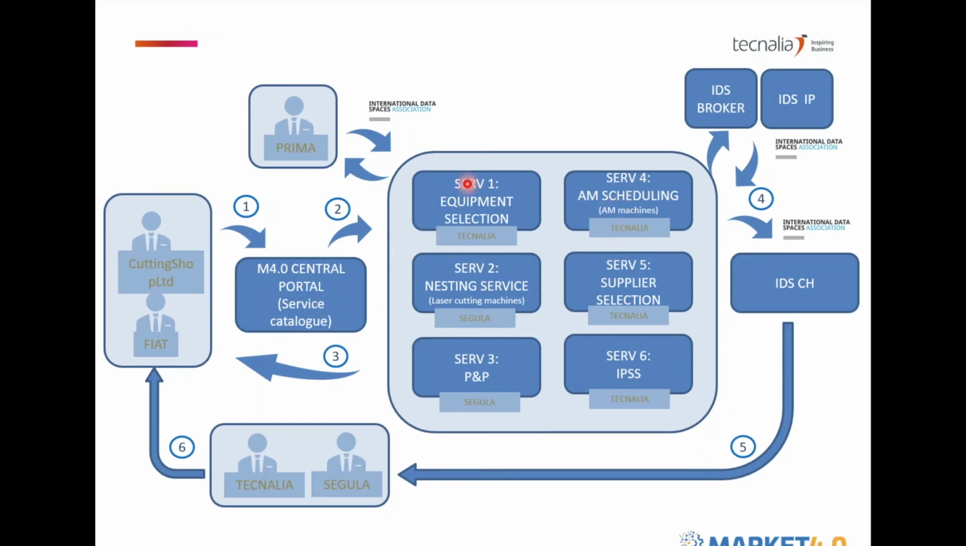So, depending on the type of machine that you require, the type of manufacturing process the customer has, he will request one service or another. He can request several services, of course. The idea is that he will do a first browse in the Market 4.0, and then he will jump into the services. The services will exchange information with the equipment providers in order to find the most suitable service for the customer needs.